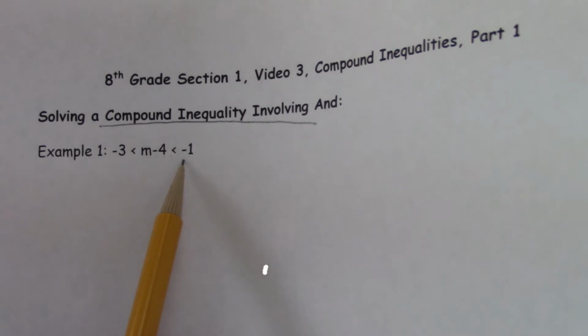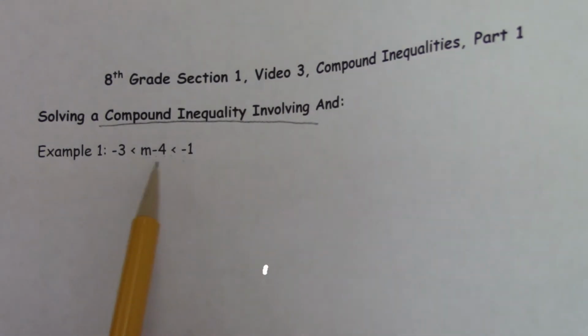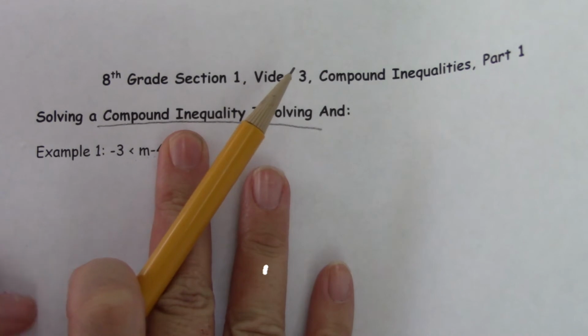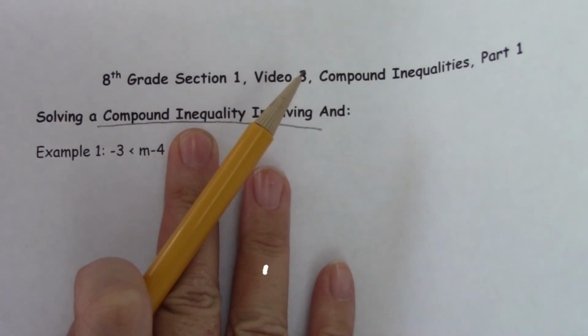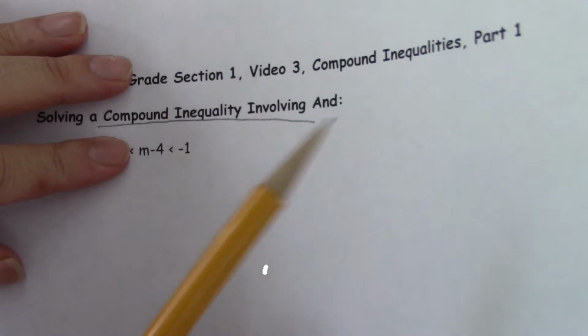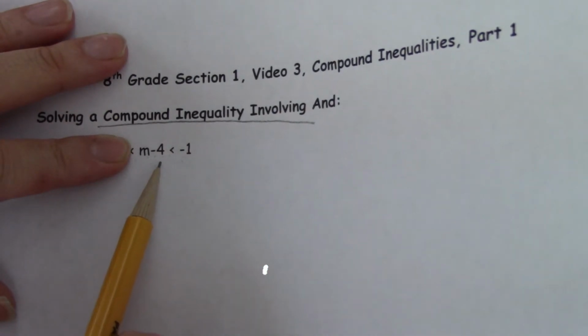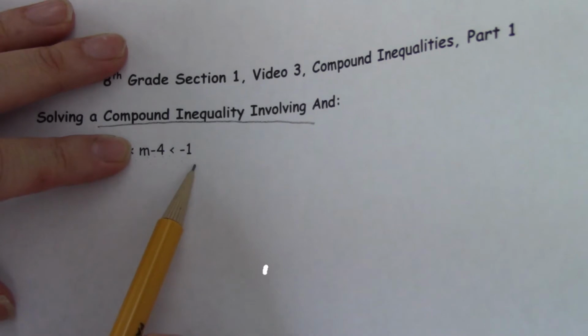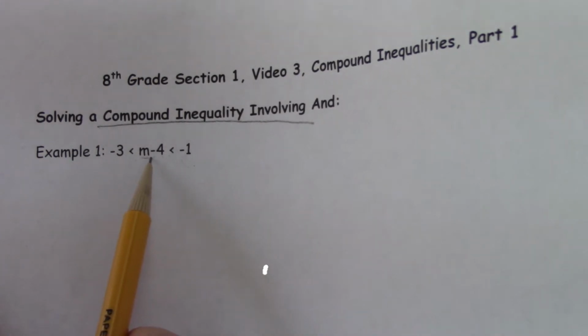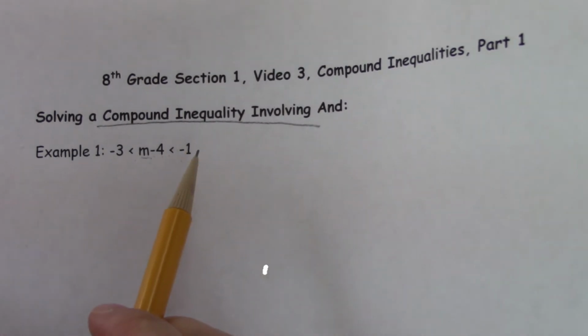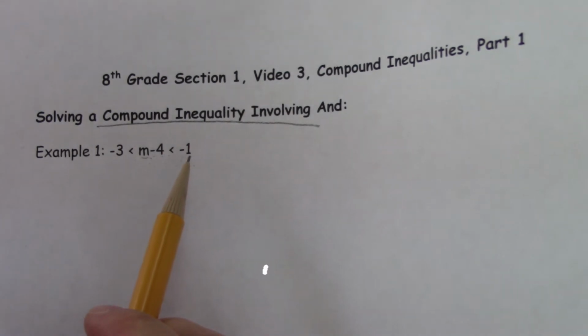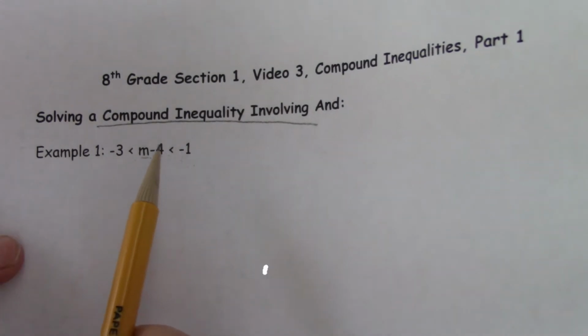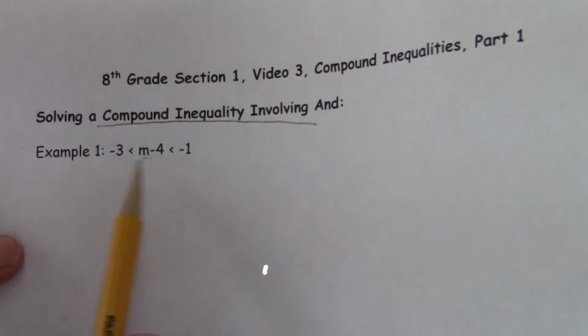In this compound inequality, you really have two inequalities going on here. If you cover this up, you have the inequality negative 3 is less than m minus 4, but you also have the inequality m minus 4 is less than negative 1. So we have two inequalities, and they're tied together by this variable. Think of one brick connected to the other. There's two bricks, but then there's something connecting them in between. The thing that's connecting these two inequalities is the variable m.